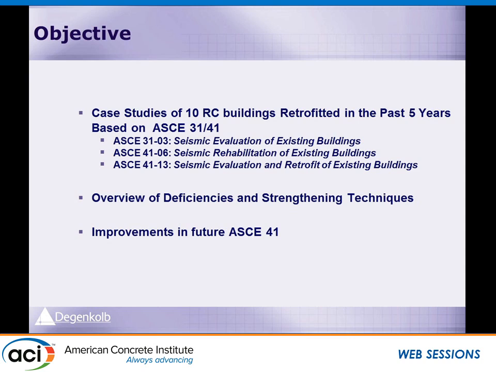I'm going to go through an overview of the major deficiencies we found in these 10 RC buildings, and then give you a brief idea about what kind of strengthening techniques we used in the field on 5 of the RC buildings. Based on that experience, I will make some recommendations about improvements in the future ASCE 41 document, which the ACI 369 committee is working very hard to improve, particularly the concrete chapter of ASCE 41.